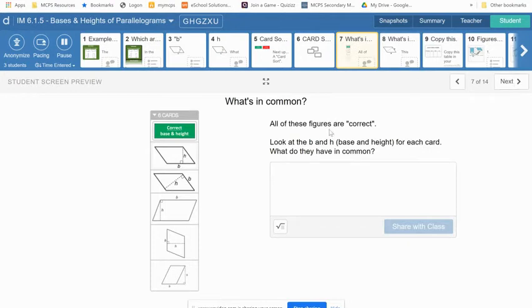All right, all of these figures are correct. Look at the B and the H, the base and the height for each card. What do they have in common?